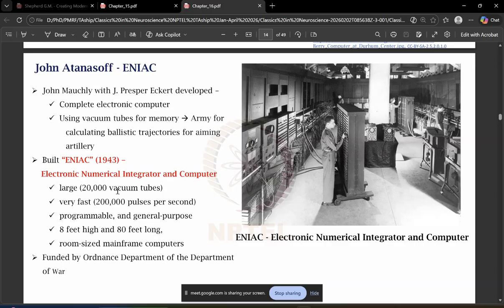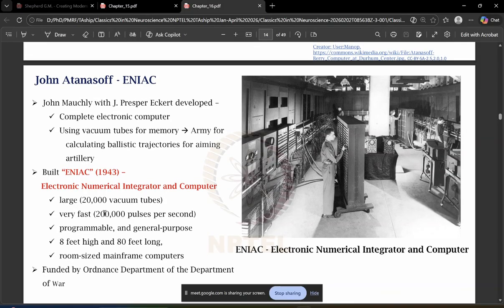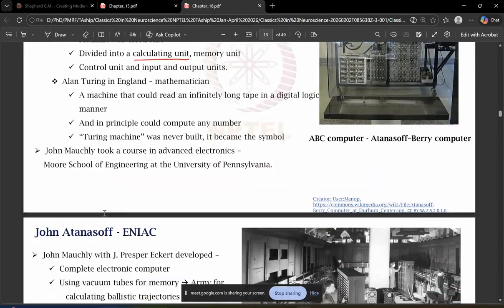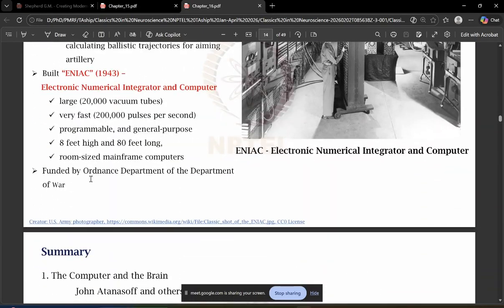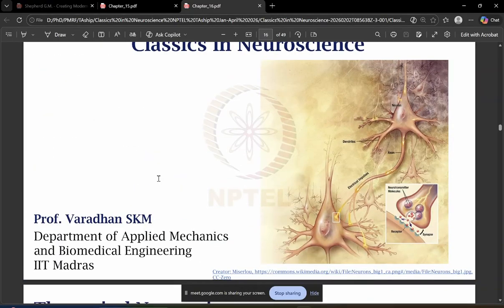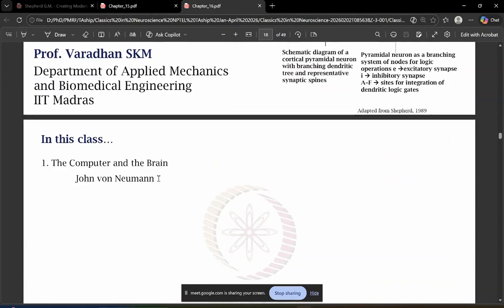So however, it was a digital computer, and it was a progress over the earlier prototypes that John Atanasoff, for example, was building. Yeah, and it was funded by the Department of War. Okay, now where does John von Neumann come into the picture?